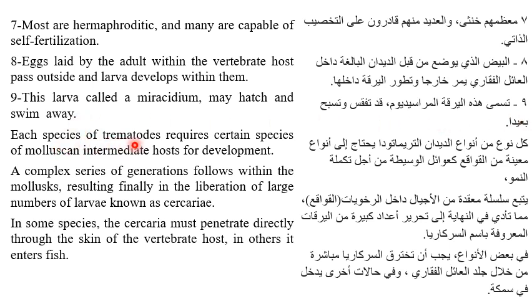Each species of trematode requires certain species of molluscan intermediate hosts for development. A complex series of generations follows within the mollusks, resulting finally in the liberation of large numbers of larvae known as cercaria. In some species, the cercaria must penetrate directly through the skin of the vertebrate host. In others, it enters fish.